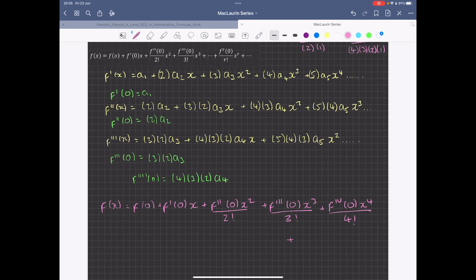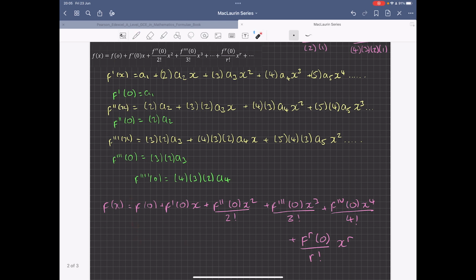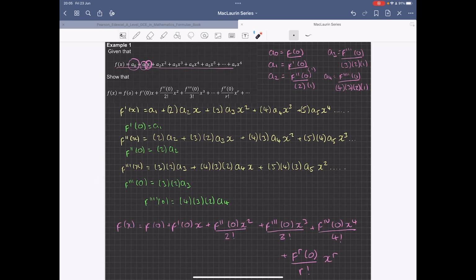So we're left with the rth derivative of 0 over r factorial multiplied by x to the power of r. So this is the Maclaurin series. Okay? So I hope that gives you an idea of where this comes from. What we're going to do in example 2 is apply this series to write a function as a power series. Okay? Let's move on to question 2.